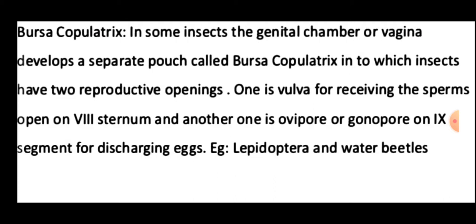Bursa copulatrix. In some insects, the genital chamber or vagina develops a separate pouch called bursa copulatrix, into which insects have two reproductive openings. One is vulva for receiving the sperms, open on 8th sternum, and another one is ovipore or gonopore on 9th segment for discharging eggs. Example, Lepidoptera and water beetles.